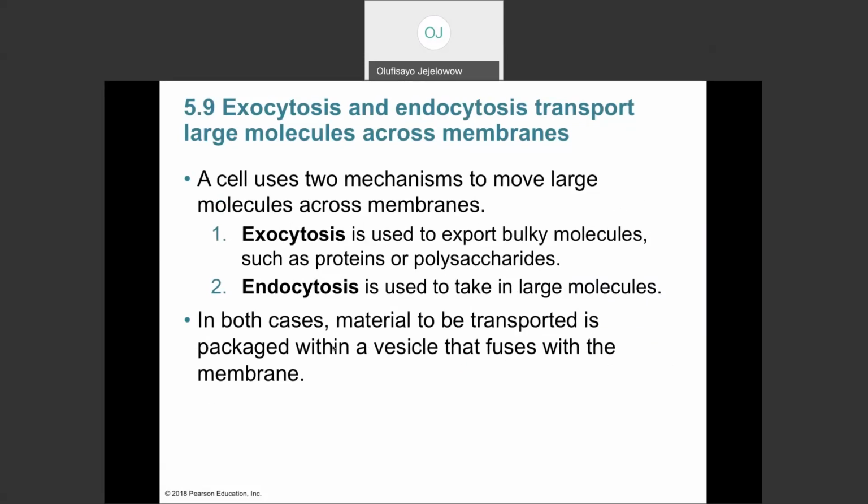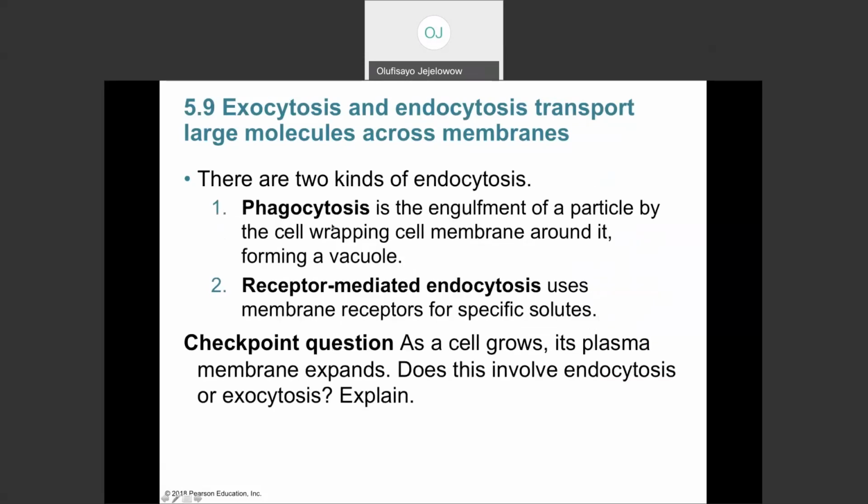Taking into the cell, endocytosis: there are two kinds of endocytosis. In phagocytosis, or cell eating, there's engulfment of a particle by a cell, wrapping its cell membrane around it, forming a vacuole. Organisms such as amoeba and other smaller organisms feed in this manner. Also some of the white blood cells in our body are able to engulf bacterial infection this way, put them in a vacuole and digest them, and protect us in that manner.